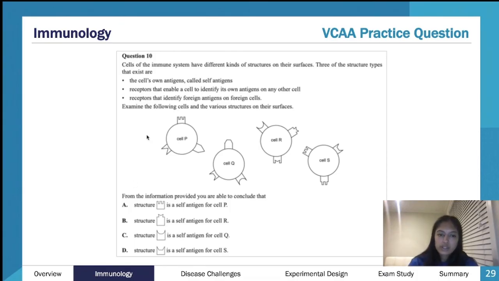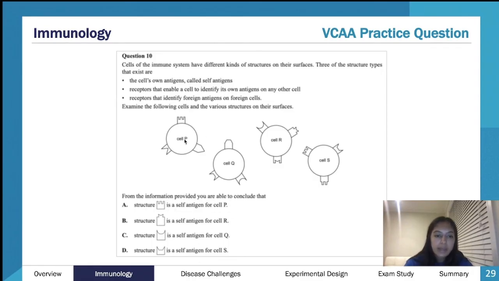The way that you can look at this is if you realize that you've got a self-antigen, a receptor for the self-antigen, and a receptor for a foreign antigen, you can basically figure out which one is which on each of these, because two of them will be complementary because you have a self-antigen and a receptor for a self-antigen. So they must be complementary, right? And then the third one should be a random receptor for foreign antigens. So what the question is asking you is, what is a self-antigen for each of these cells?